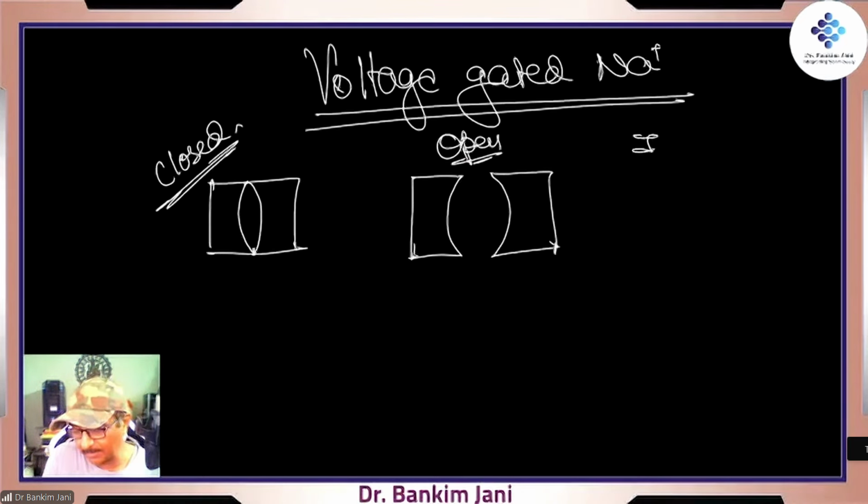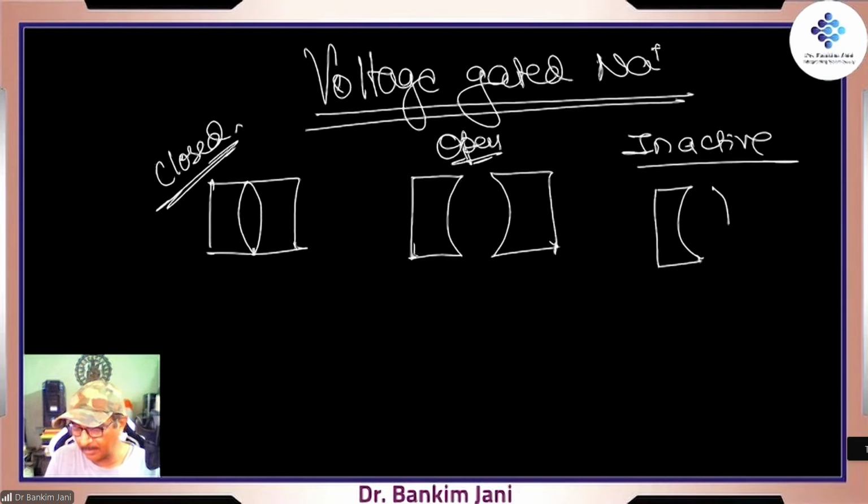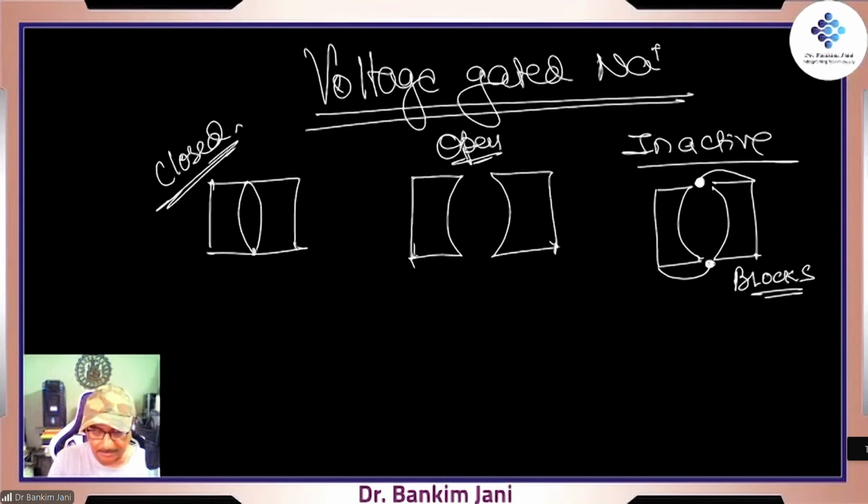The third state would be interesting. It is called the inactive state. Now in the inactive state, this is open, but it won't function. Why? There is a block from both sides. Depending upon its molecular structure, it changes in such a way that it blocks. It is not allowing sodium to pass through it. Over here, these blocks are removed, they are displaced, so that's why it functions.